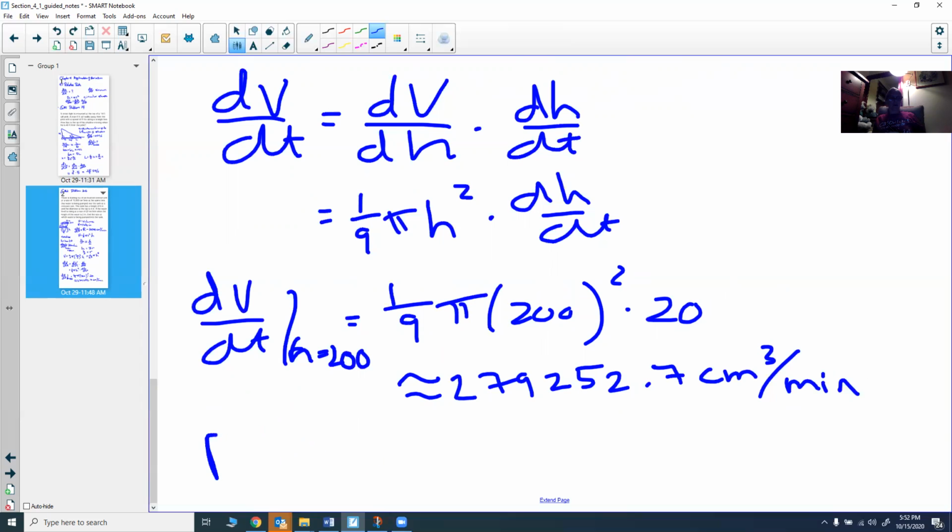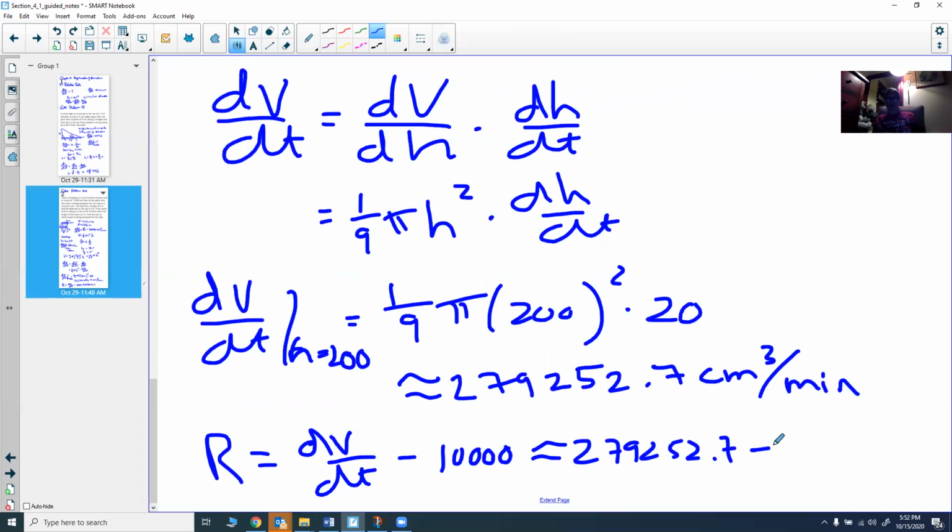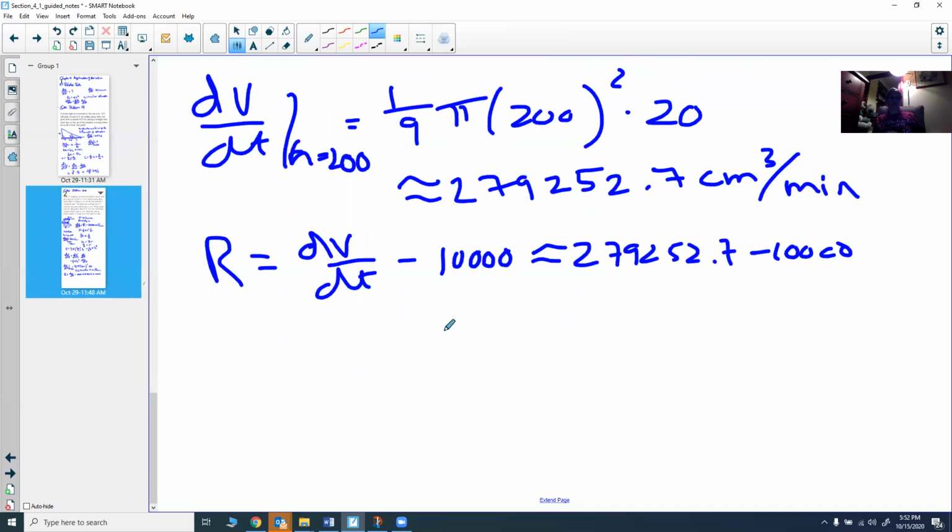Now that we have that, we can find out what r is. r is dV/dt minus how much is being pumped in, which was 10,000. So approximately 279,252.7 minus the 10,000, and now you can find out how fast the water is being pumped in. The water is being pumped in at approximately 269,252.7 centimeters cubed per minute. And that's how we do related rates problems.